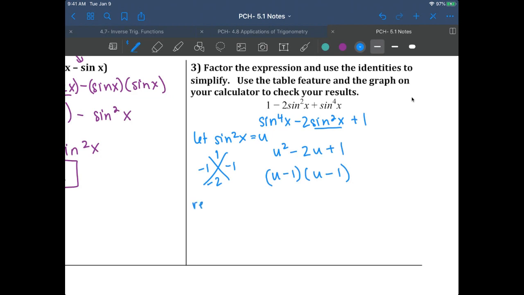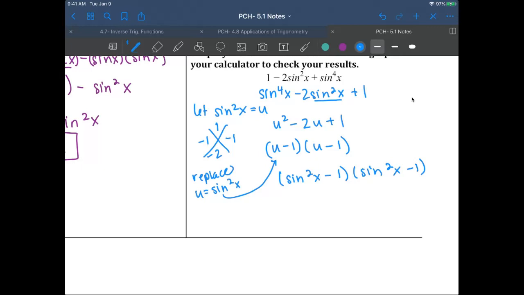And then we replace u equals sine squared x back in. So sine squared x minus 1 times sine squared x minus 1. Do you have to do it like this? No, but it can help you factor that. Okay, this is basically the sine squared x minus 1 squared. It's a perfect square.